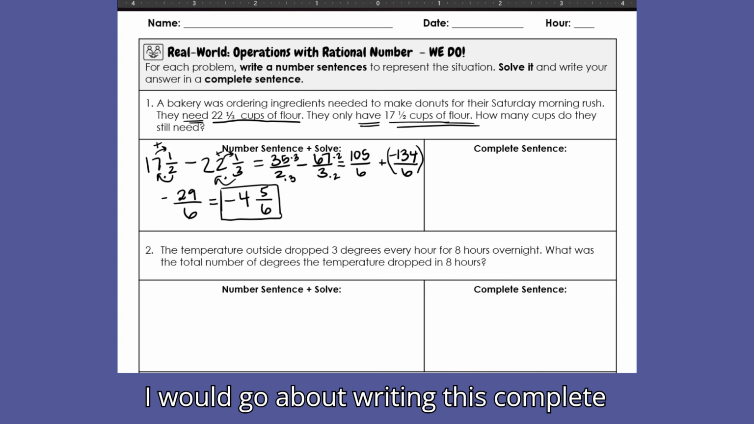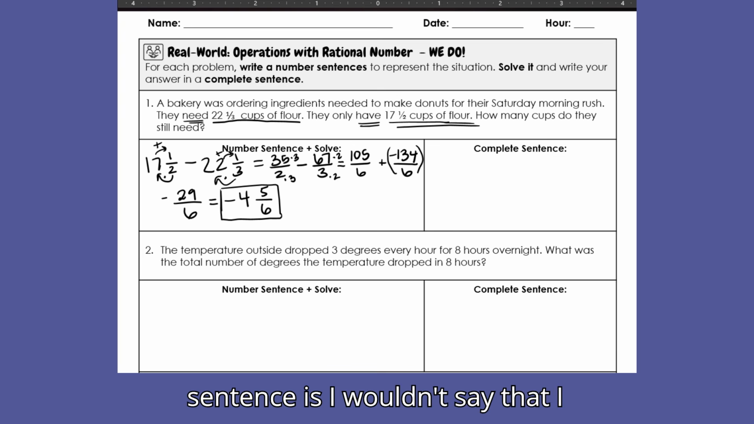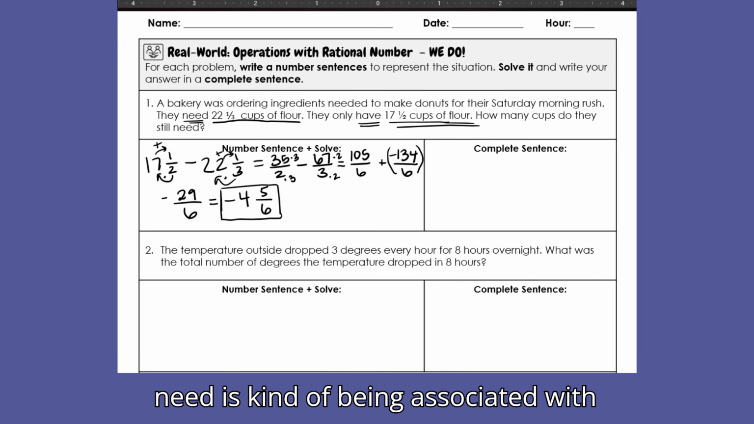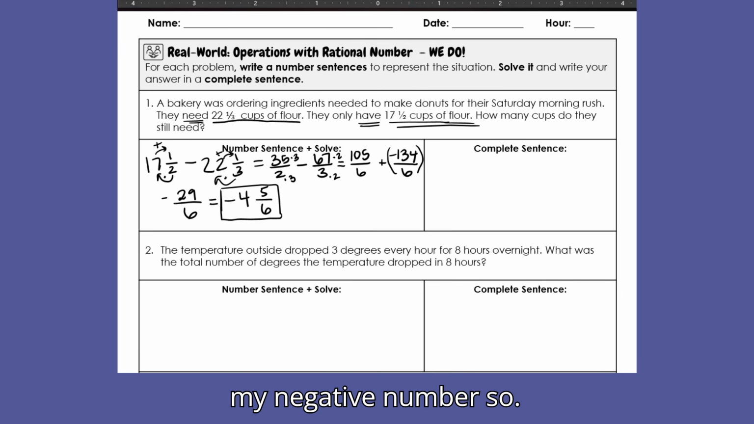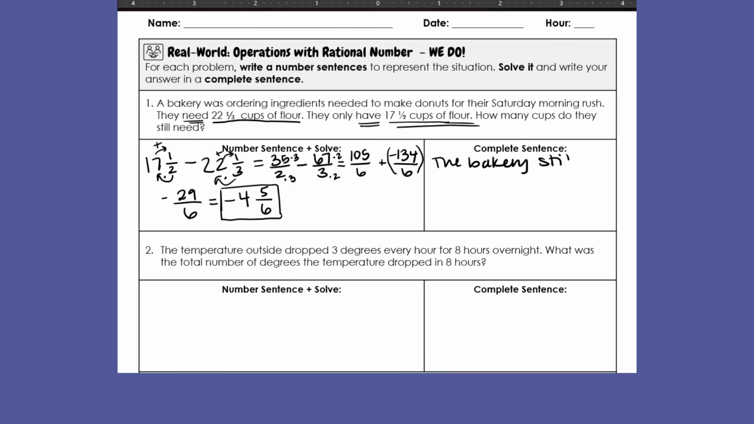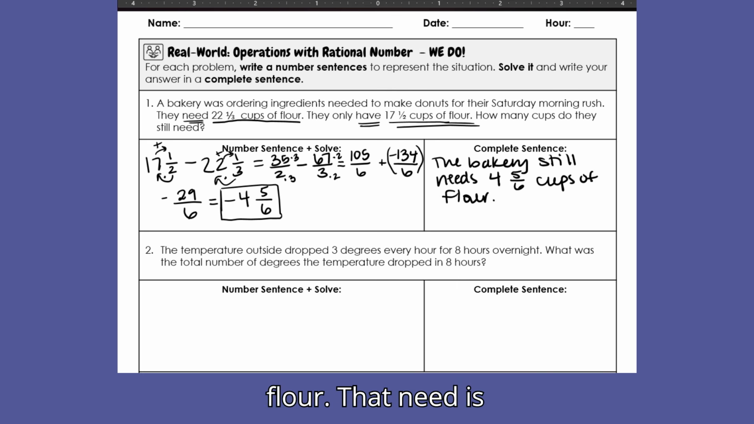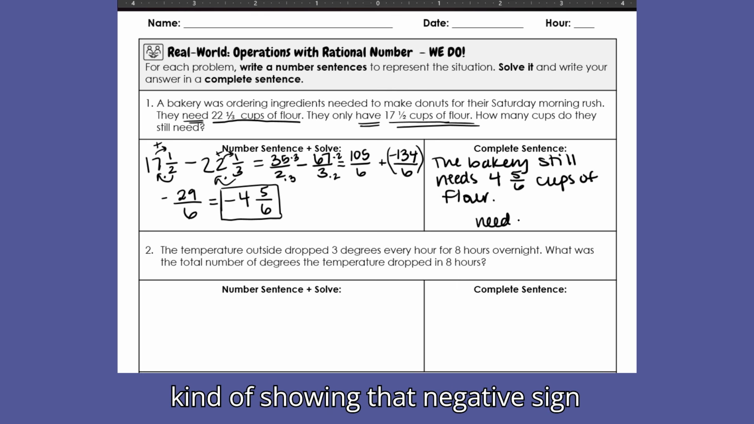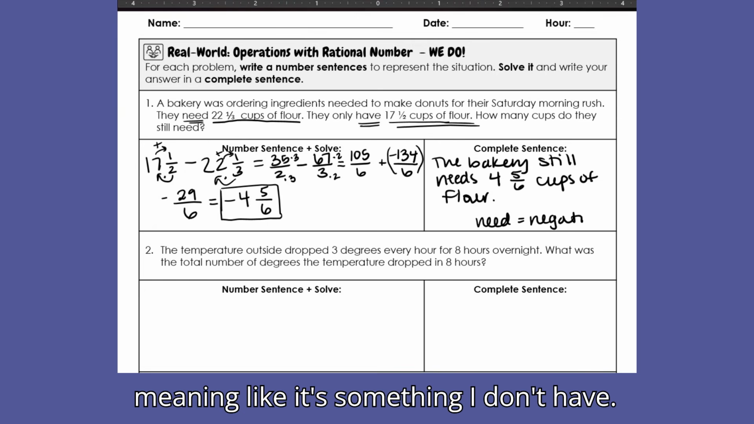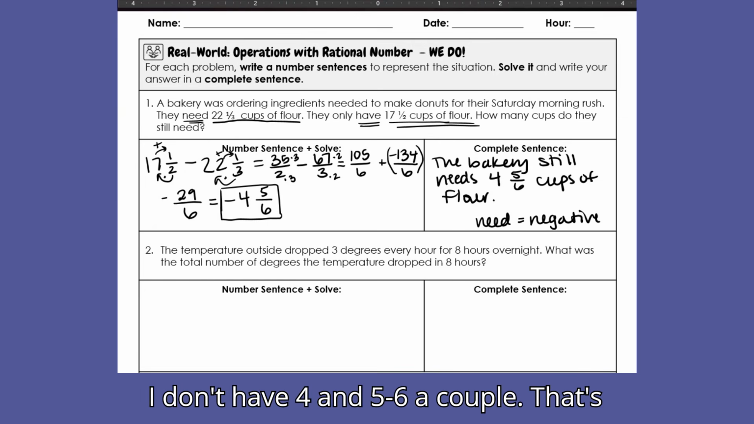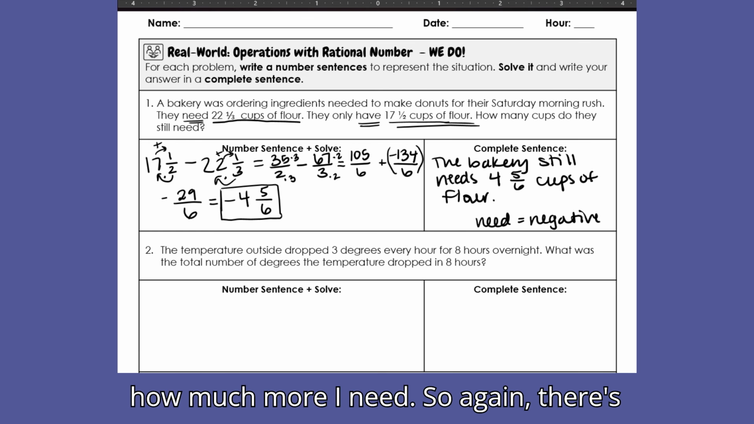So how I would go about writing this complete sentence is I wouldn't say that I need negative 4 and 5 sixths. That word need is kind of being associated with my negative number. So I would write, the bakery still needs 4 and 5 sixths cups of flour. That need is kind of showing that negative sign, meaning it's something I don't have. I don't have 4 and 5 sixths of a cup. That's how much more I need.